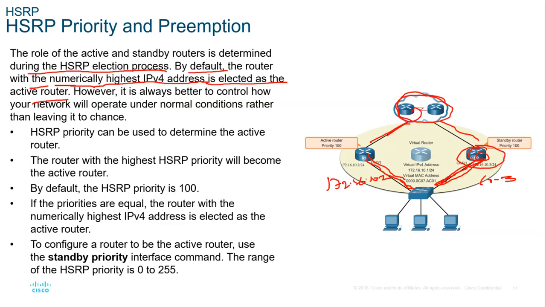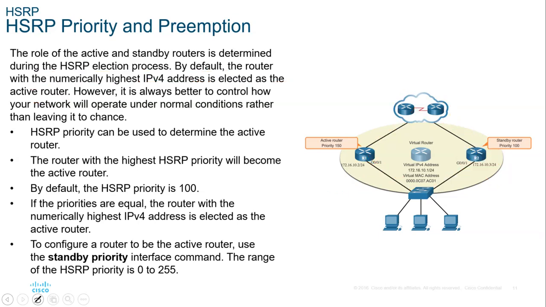But that is when all other factors are constant. That is by default. Then this one here becomes an active router. However, it is always better to control how your network will operate under normal condition rather than leaving it to chance.